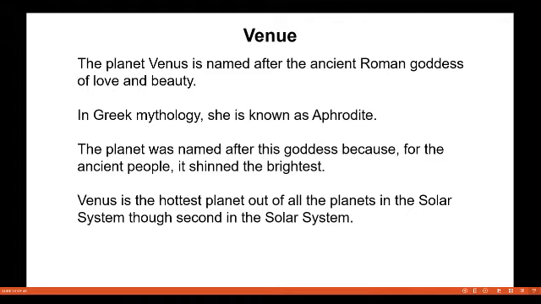The planet Venus is named after the ancient Roman goddess of love and beauty. In Greek mythology, she is known as Aphrodite. The planet was named after this goddess because for the ancient people, it shines the brightest. Venus is the hottest planet of all the planets in the solar system, though in terms of order, it is second in the solar system.